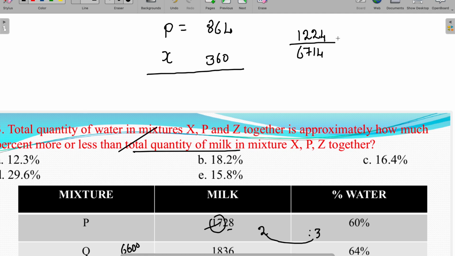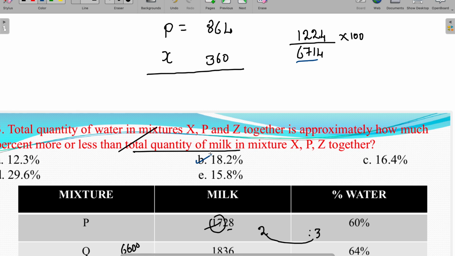6714. To convert any fraction to percentage, multiply by 100. Then don't solve it. If you know tables, don't solve; I will try to guess. More than 10 percentage, more than 15 percentage, less than 20 percentage. So I can mark my answer as 18.2. How am I doing this? You are confused, right?